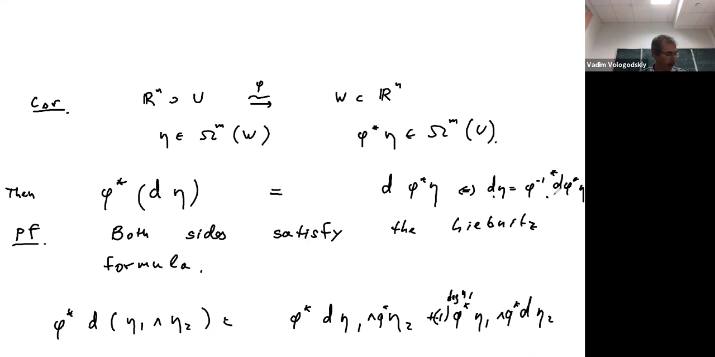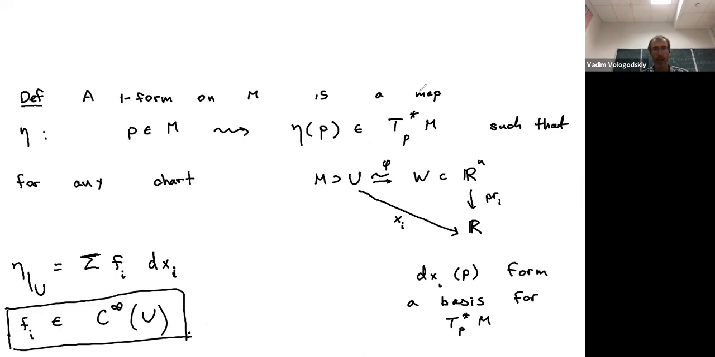Okay, so now, having this corollary, we can give a global construction of the de Rham differential. So here is what you do. Existence. No, maybe let's first start with uniqueness. Uniqueness of D.